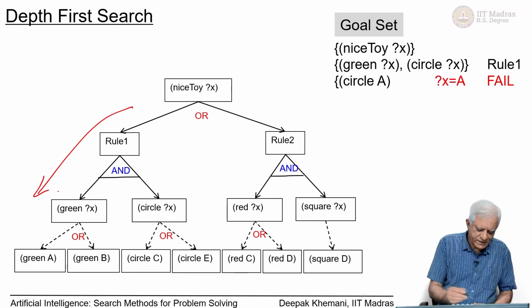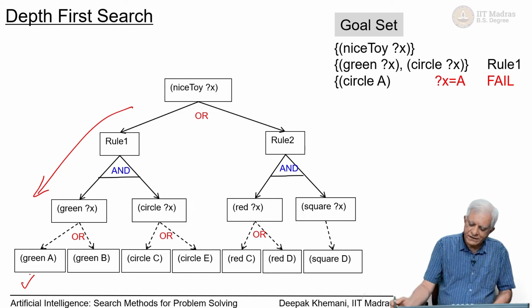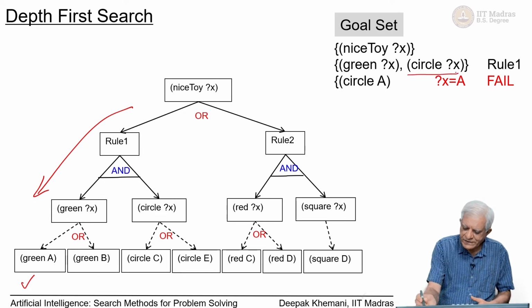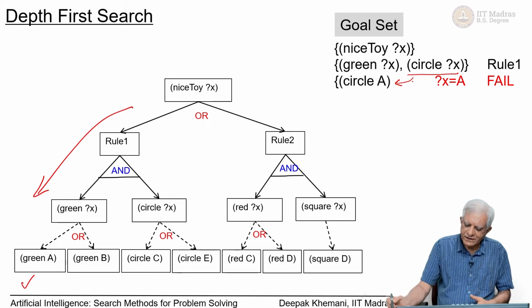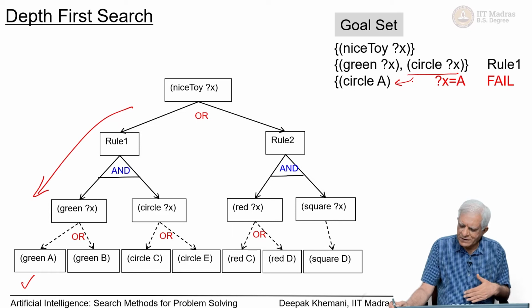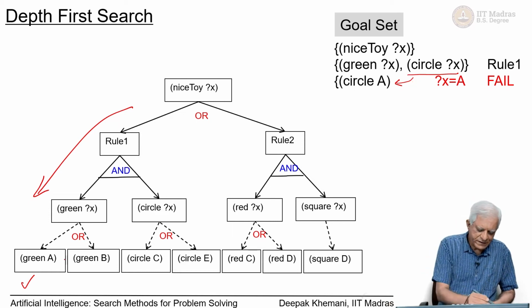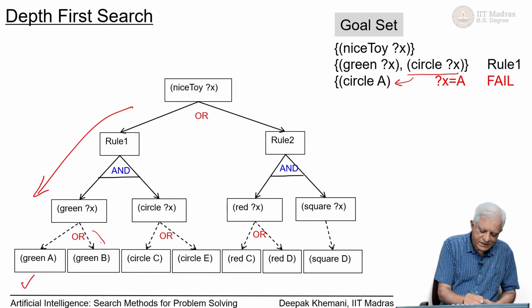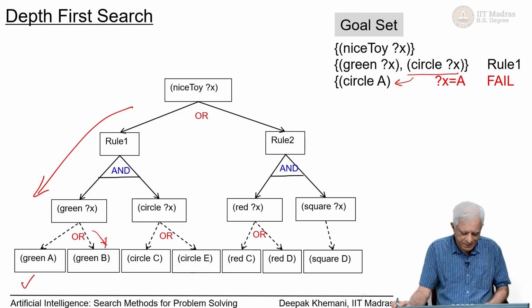So, we find that yes, A is green. So, we substitute x with A, and then our second query becomes: is A a circle? But if you look at our set of circles, we find that it cannot be made to be true. So, this query fails essentially. So, it will backtrack. It has tried that x is equal to A, whether A is a nice toy or not. It backtracks and tries to come down to the second branch. What is the second branch?